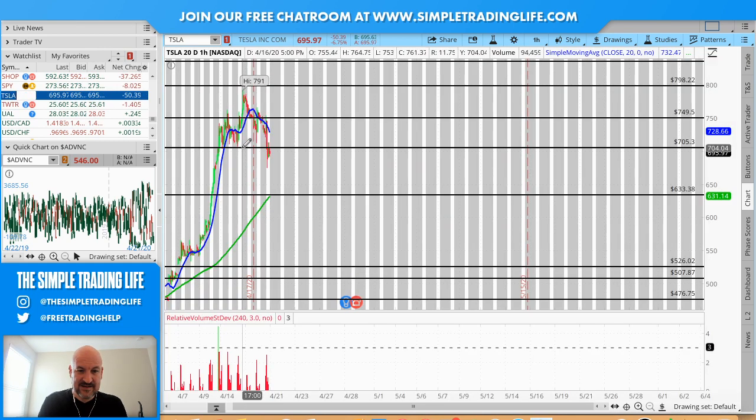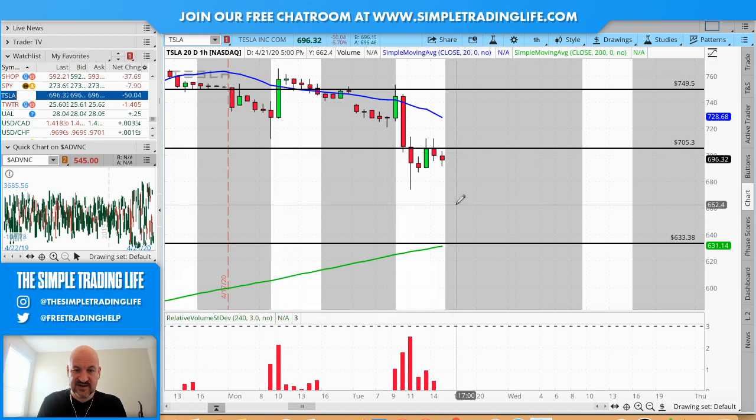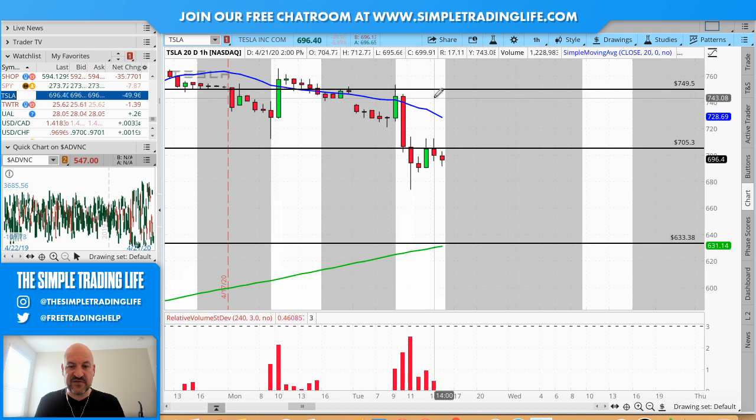Tesla. Let's look at Tesla here. All right, so Tesla closed over here. So basically open flat. No, I'm sorry, gap down, because it opened down here. Gap down, came up here to resistance at 749.50. Then big flush. Big flush.